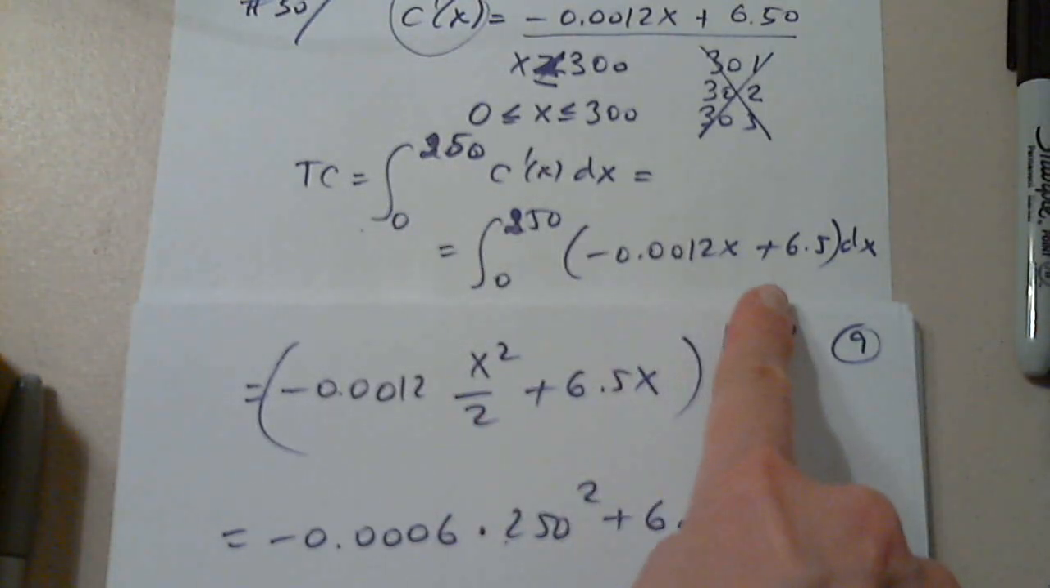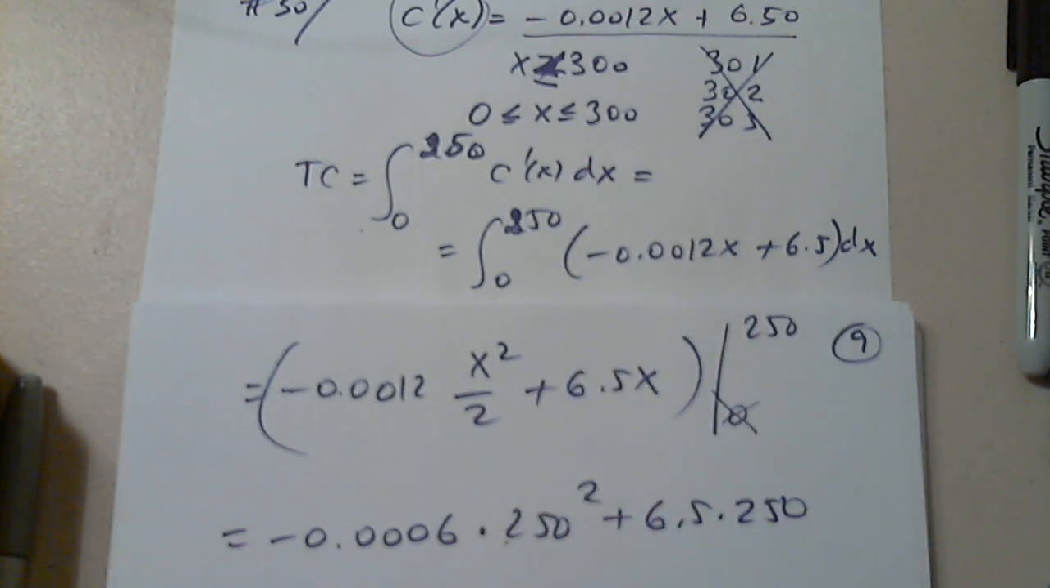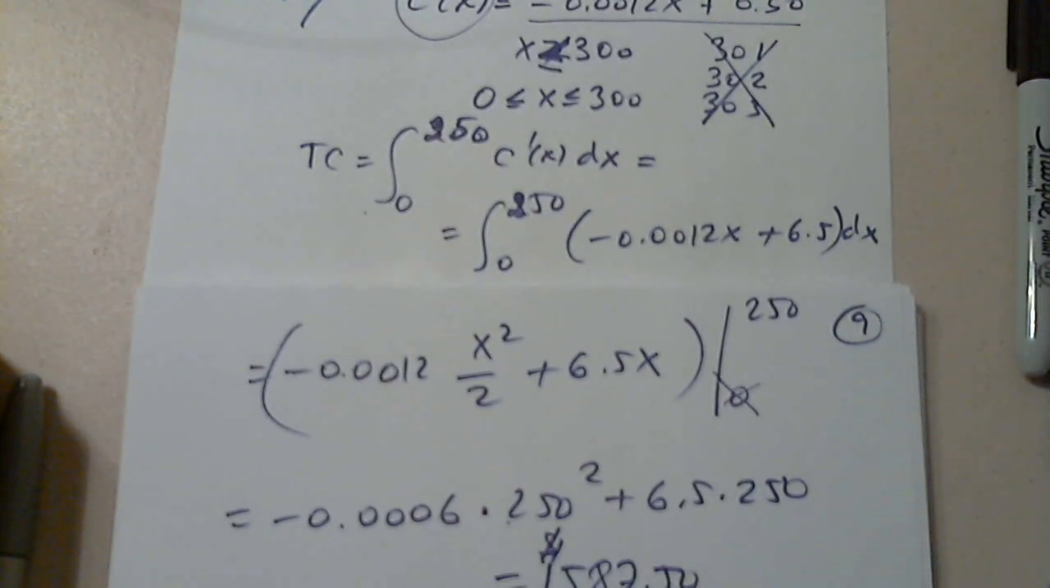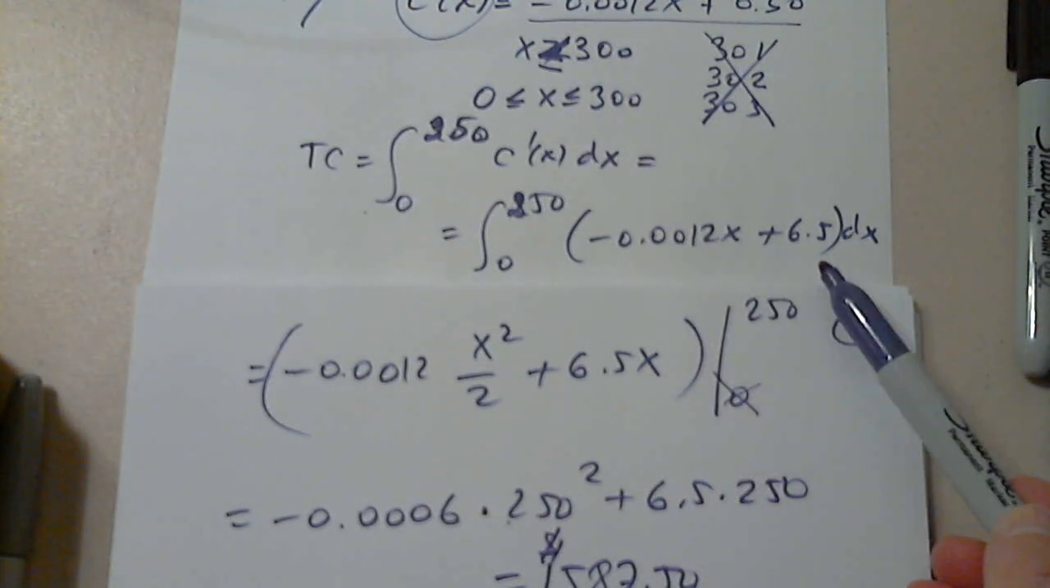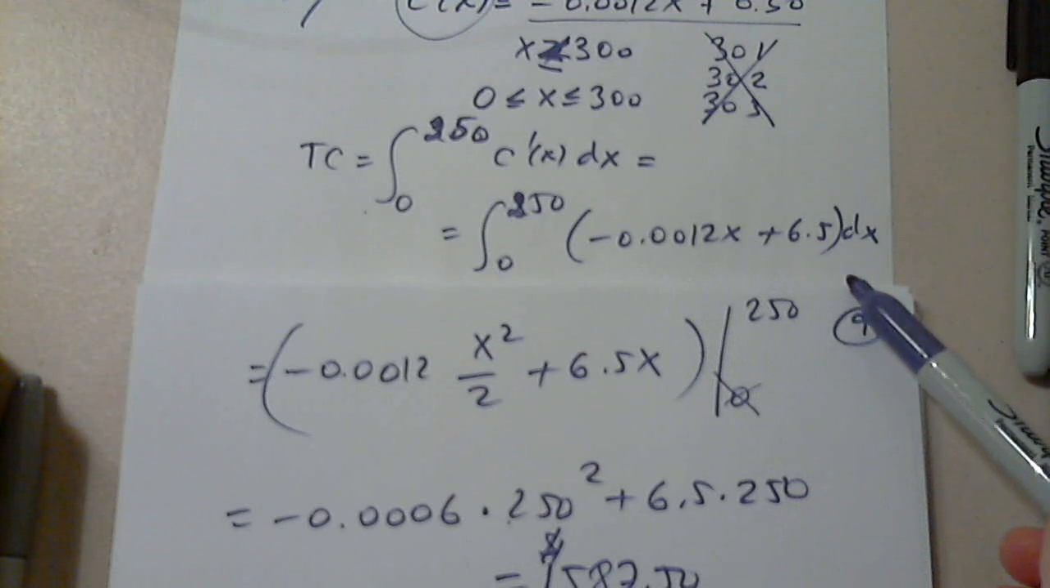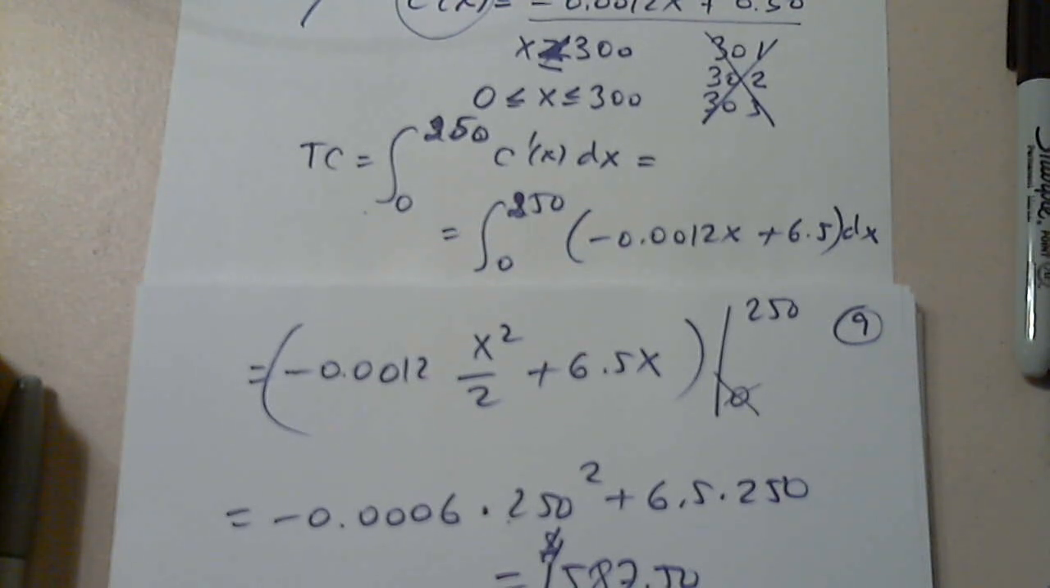Assuming that I have all these numbers correctly here, that I wrote the function correctly. I don't know, you have to check. So I got 1587.50. So it was the original function negative 0.012x plus 6.5. Am I correct here? Yes. Okay. So that's the total cost.